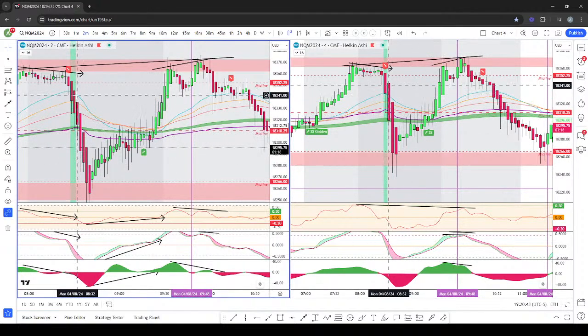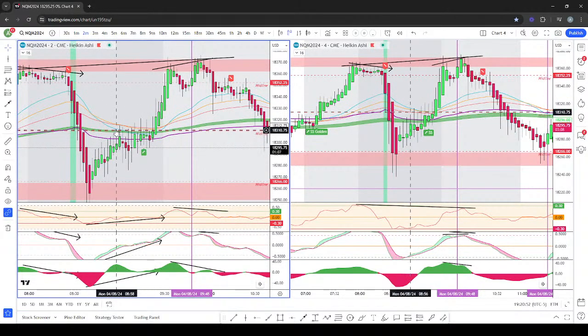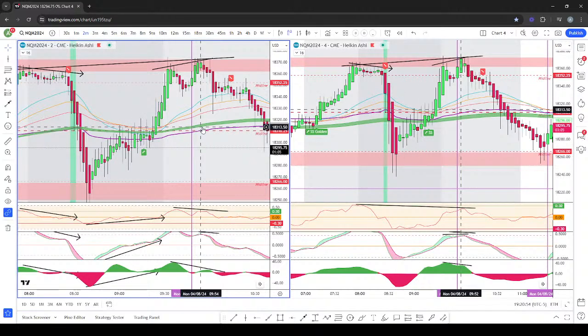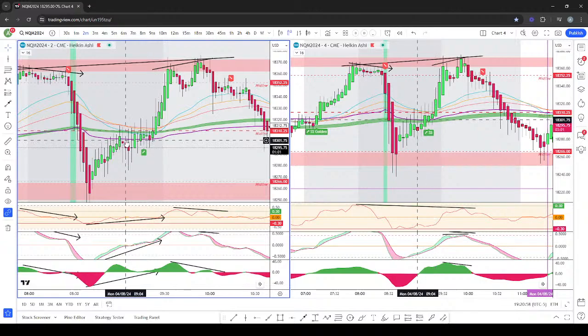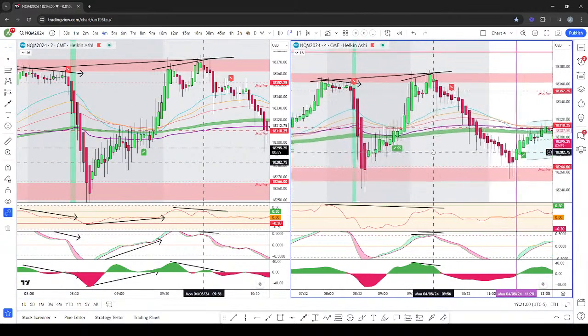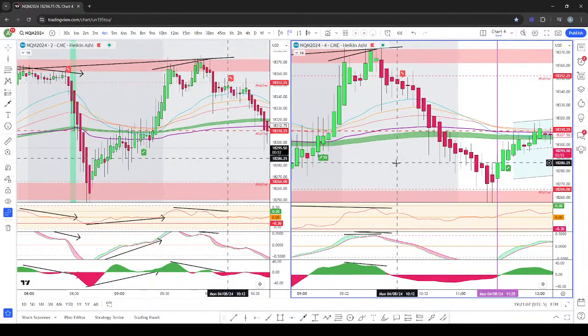So on the 2 minute, as the EMAs are coming down right here, I am also looking at where my VWAP is and my 200 EMA cloud. Let me just get rid of this line right there. Okay, and I also want to compare it to the 4 minute. I want to see where these are and what my EMAs are doing.